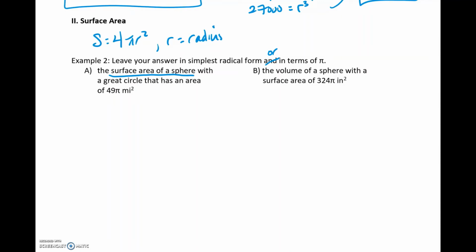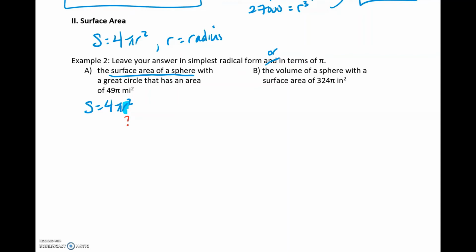All right, so always starting from the beginning. What shape are we working with? What are we trying to calculate? Let's start with some formulas, right? Surface area of a sphere, just went over it, 4 pi r squared. So in order to find surface area, we need radius. But in our problem, we're like, wait, what's the radius? I don't know it. But I do know there's a great circle that has an area of 49 pi.